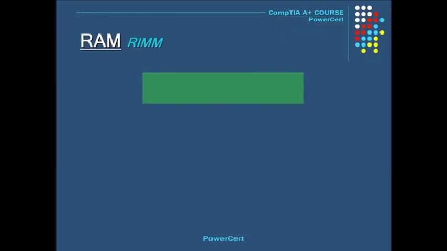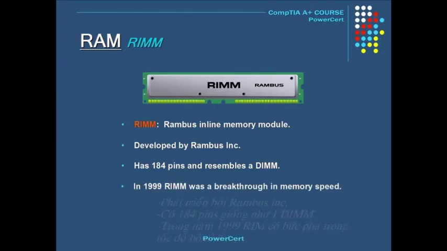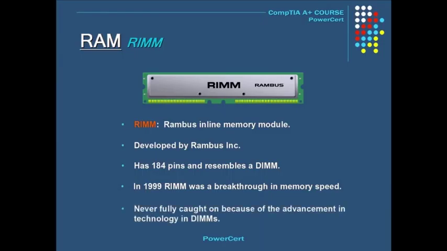Another type of memory module is called RIM, which stands for Rambus Inline Memory Module, which was developed by the company Rambus Inc. RIMs have 184 pins and look similar to a DIMM, with the exception that the bottom notches are located in the center of the module. In 1999, RIMs were a breakthrough in the speed of memory, but have quickly fallen behind due to the advancement of technology in DIMMs.